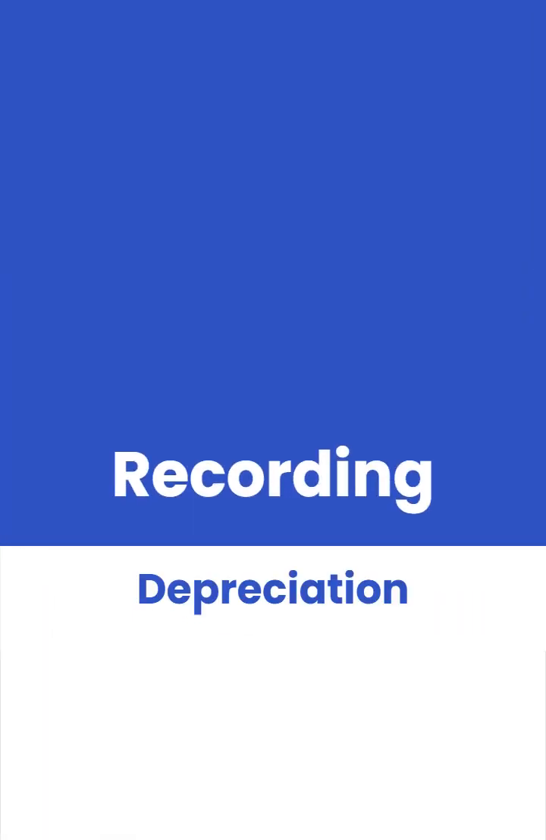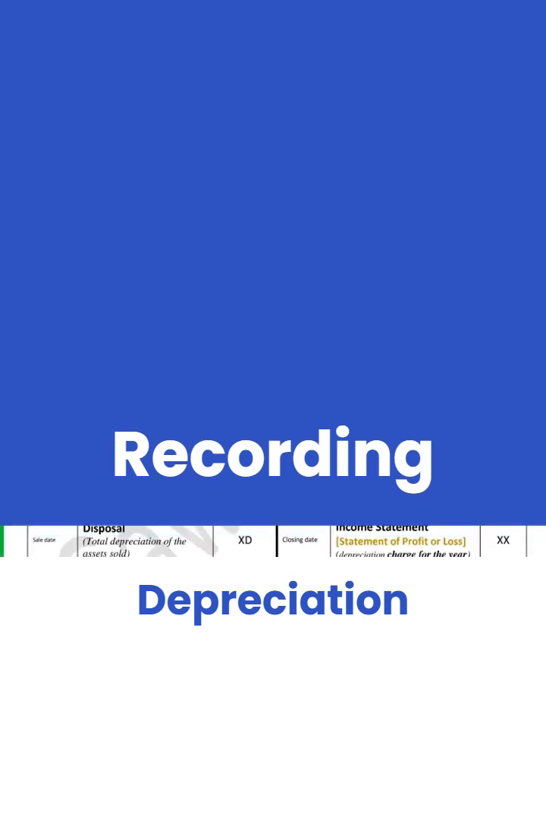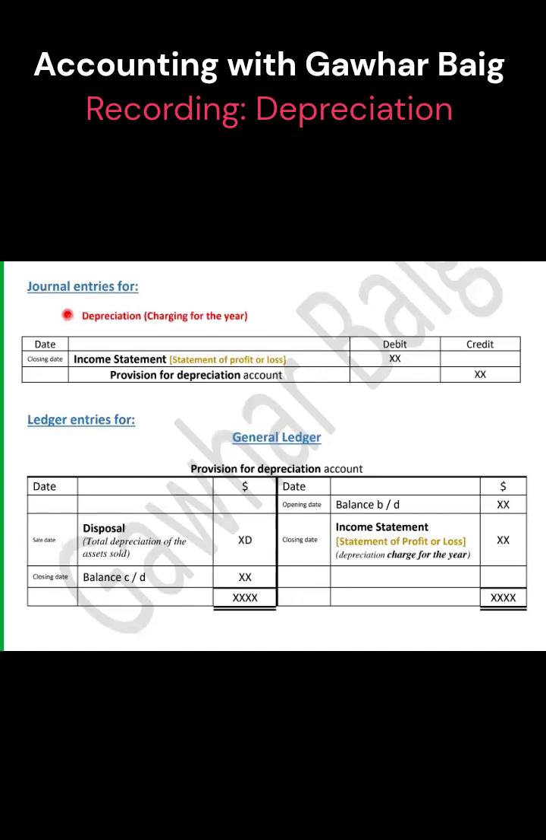Now let's look at the journal entries for recording depreciation. For the journal entry, depreciation in the journal will be income statement or statement of profit or loss debited, and the provision for depreciation account will be credited.